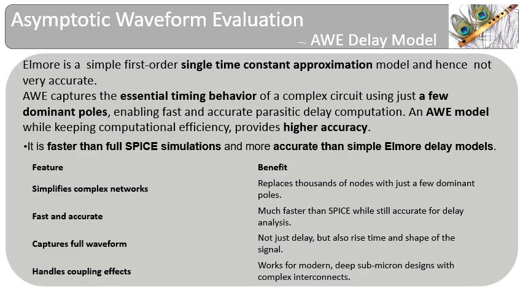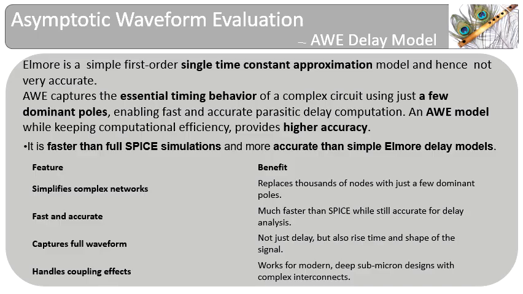The asymptotic waveform evaluation model, or AWE, is a higher-order and more accurate delay model designed to handle complex RLC networks, especially in high-speed designs. AWE requires extracting resistance, capacitance, and inductance along with coupling effects between wires. It models interconnect coupling, mutual inductance, and distributed effects that Elmore cannot capture.